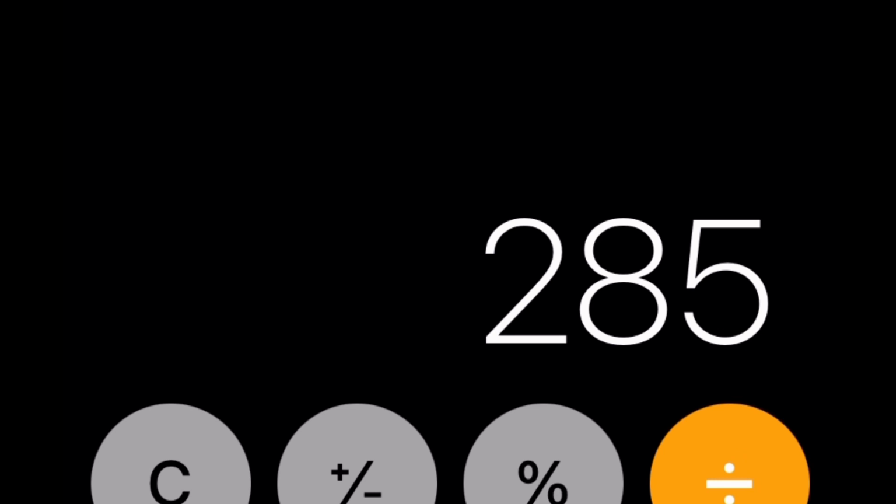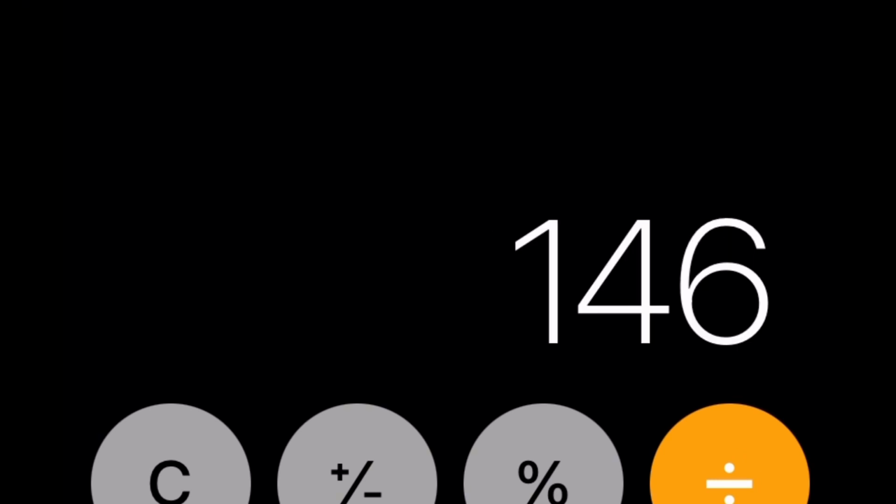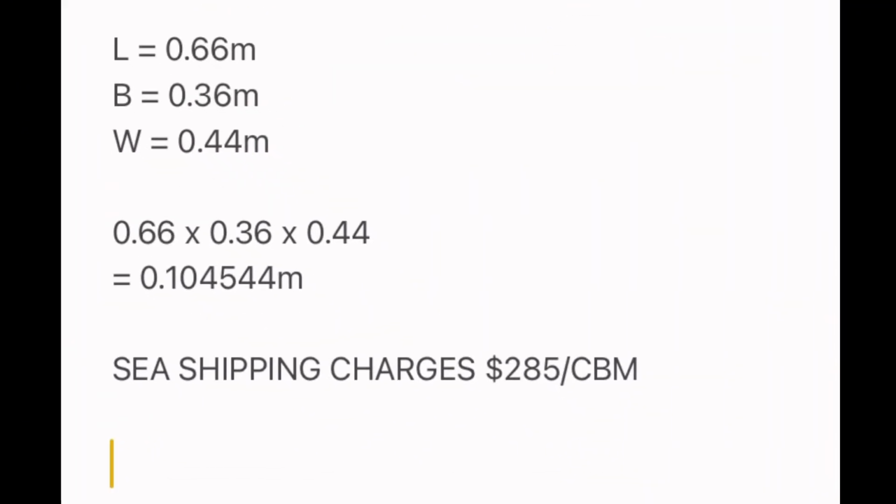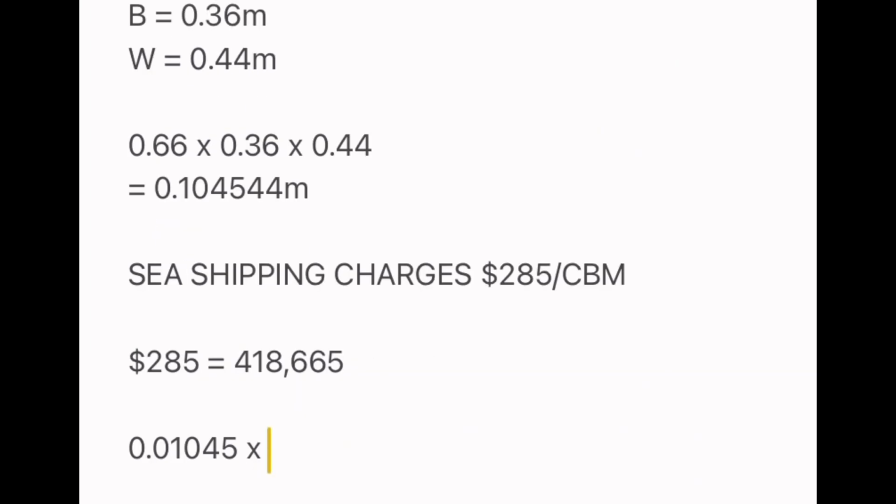$285 multiplied by 1469 naira equals 418,665 naira. So we're going to go back to our notes and write it down: $285 equal to 418,665 naira. So in order to get our estimated shipping fee, we have to multiply our CBM, which is 0.1045, by our shipping cost, 418,665 naira.